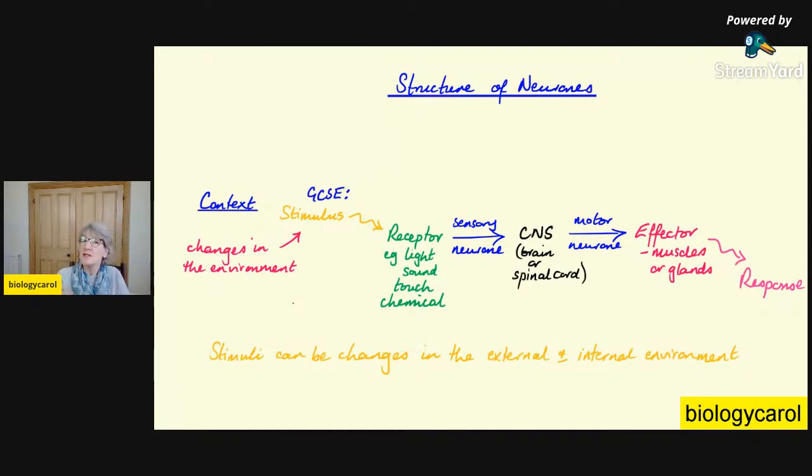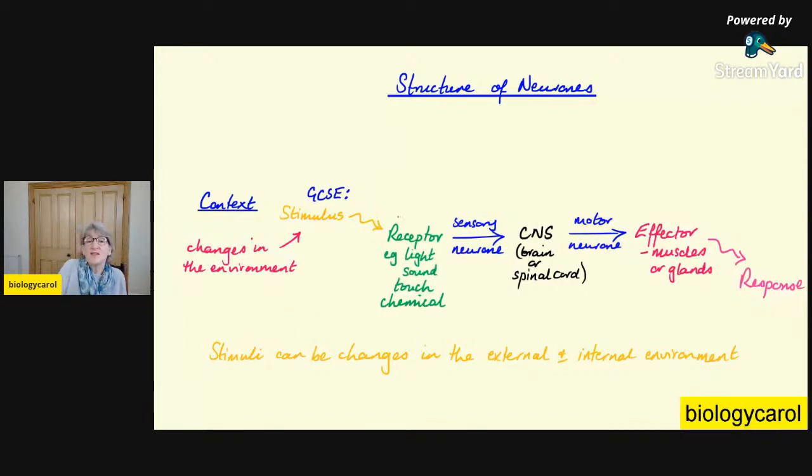So just want to point out that these stimuli, the obvious one is when there are changes in the external environment that you hear, you see, you touch, you smell, you feel. But notice that they can also be changes in the internal environment. Your brain has receptors to detect things like the temperature of your blood, the pH of your blood, the pressure of your blood, all of those things you're going to learn about in the course of your A-level studies. So changes in the internal environment are picked up by receptors.